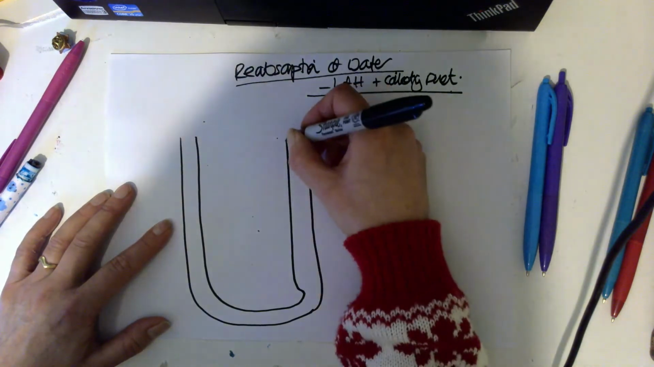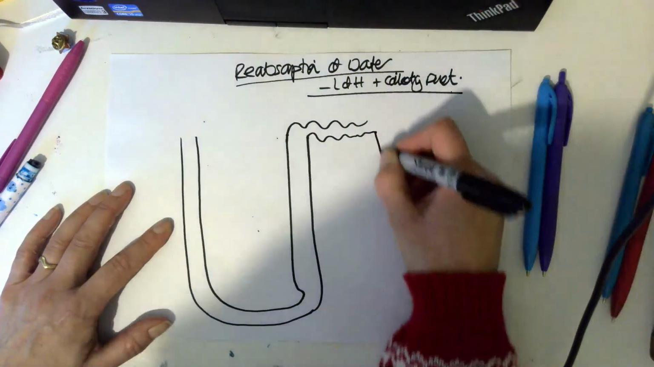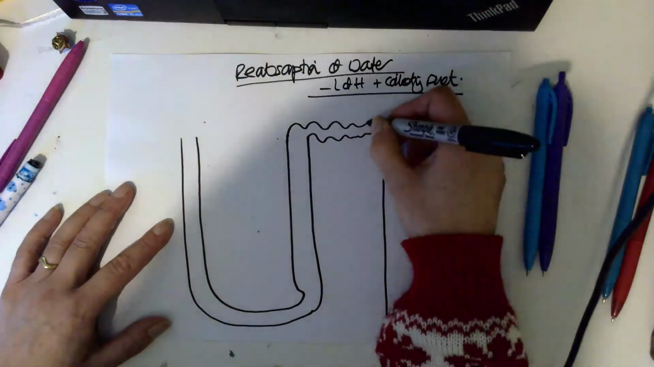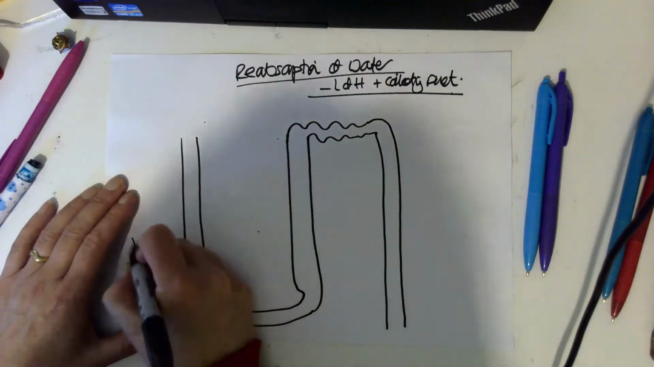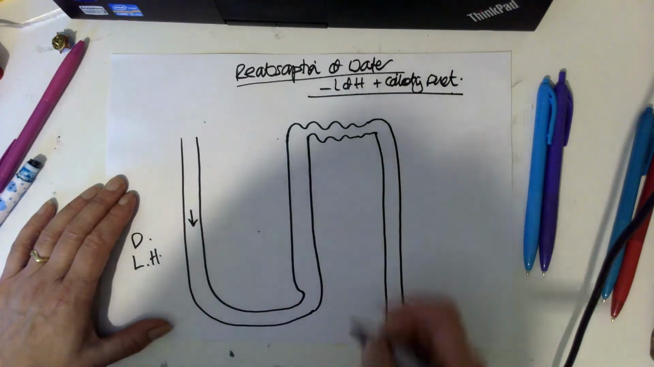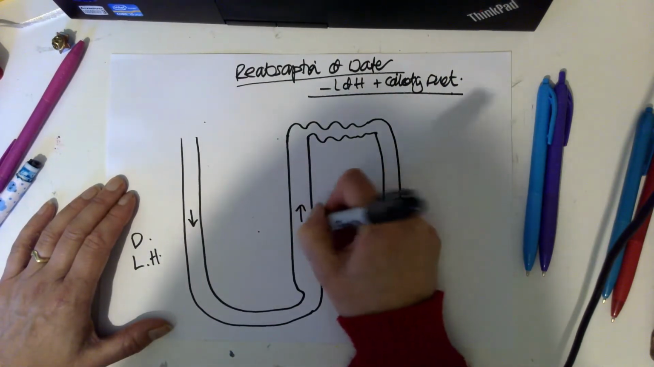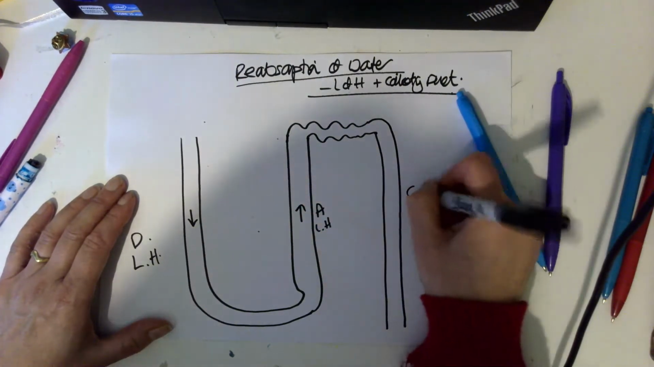Then we have the distal convoluted tubule, which doesn't really take part in this process. And then the collecting duct. So descending loop of Henle, because the materials are going this way, ascending loop of Henle, because the materials are going up, and then we have the collecting duct.